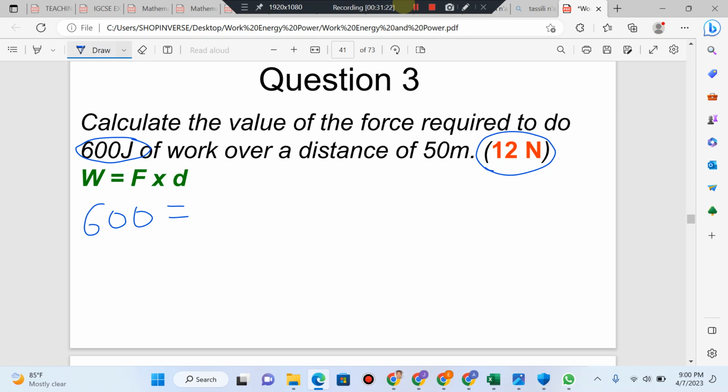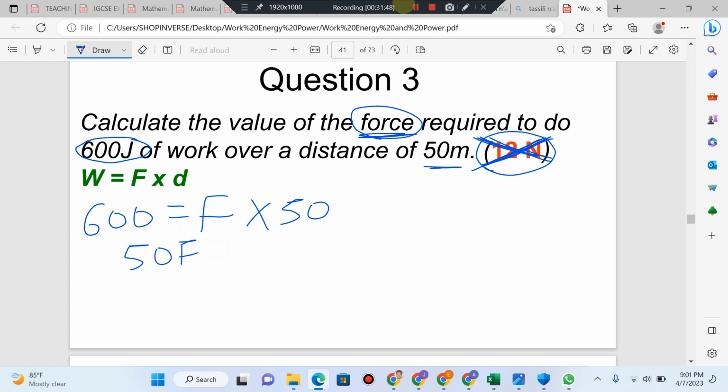What's our force? The force is not given. You have to calculate the force. Assume this is not here, please. This is just for you to check whether your answer is correct or not. You don't know the value of the force, so we put F here. Multiply by distance. What's our distance? The distance is 50 meters, so you multiply by 50.